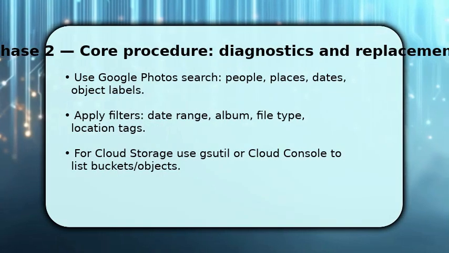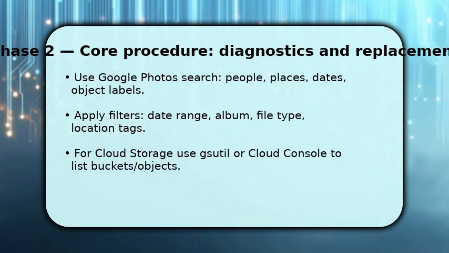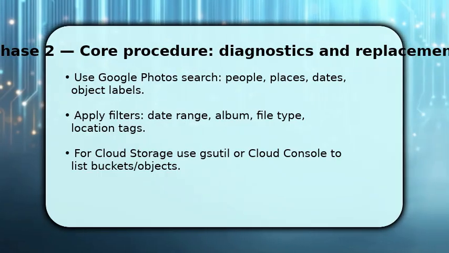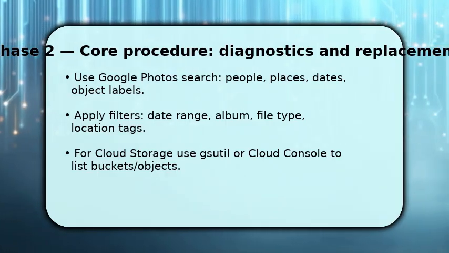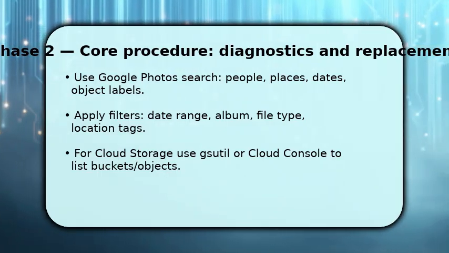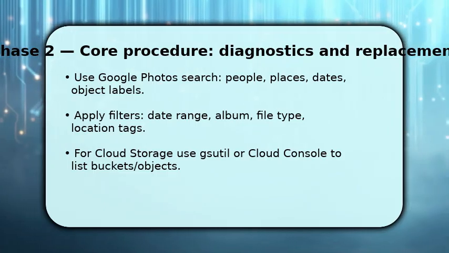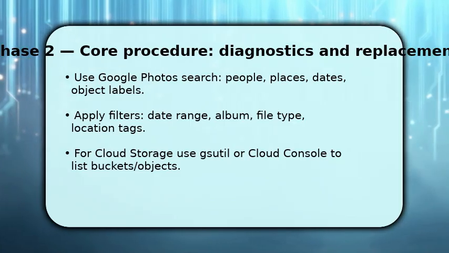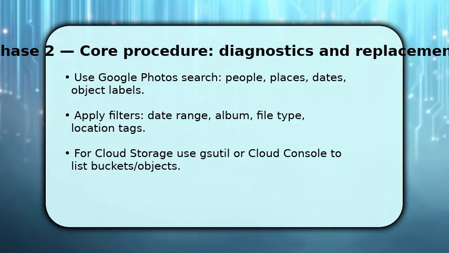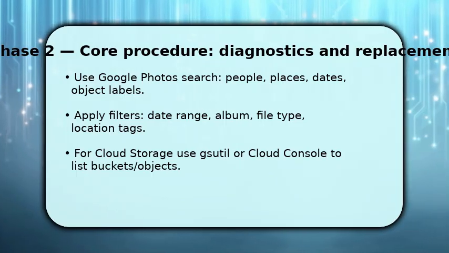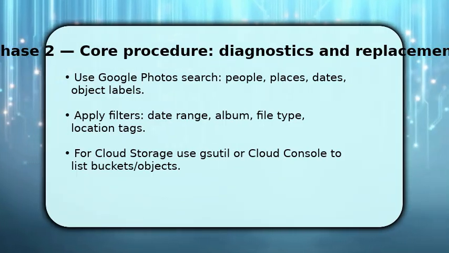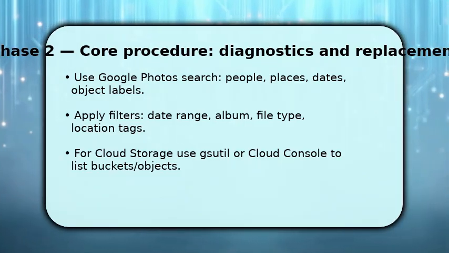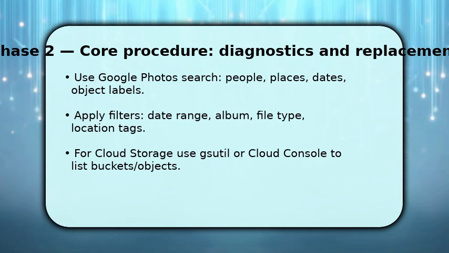Once access is confirmed, use Google Photos search to locate images by people, place, object, or date. This leverages Google's ML tagging. If you need raw files, switch to cloud storage. List buckets with gsutil ls or browse via Cloud Console, then filter by path, file name, or metadata. Make sure to combine search terms for precision. For example, month plus person name narrows results quickly. This dual approach, Photos for visual search and cloud storage for file-level control, gives you flexibility.